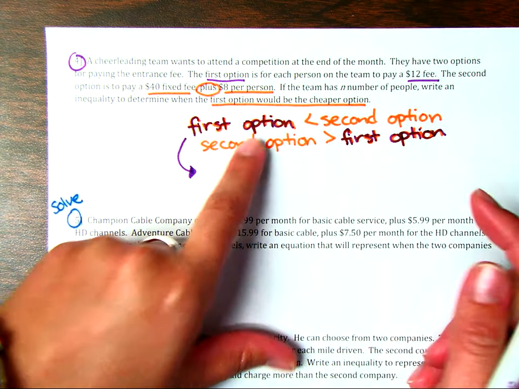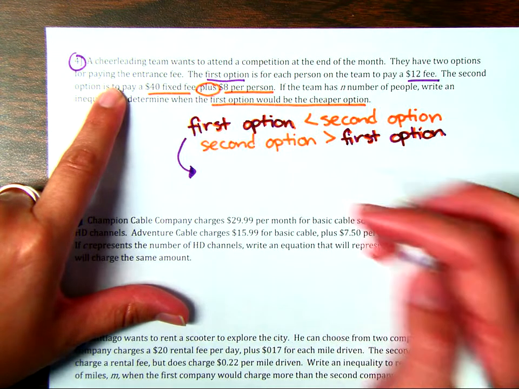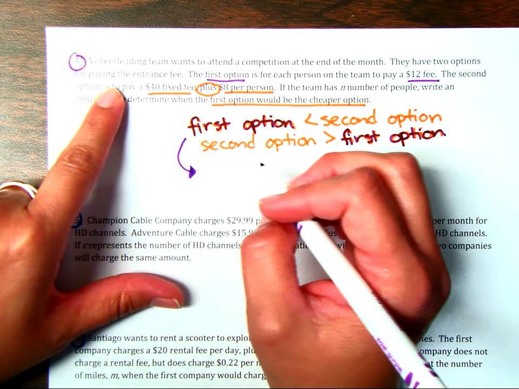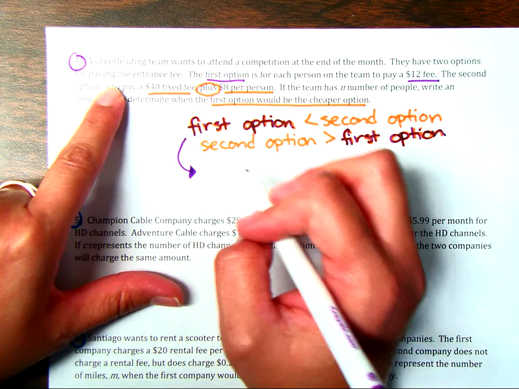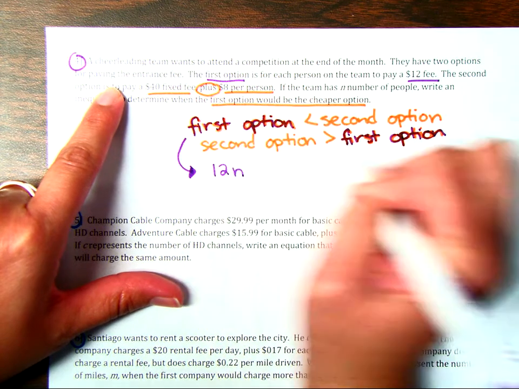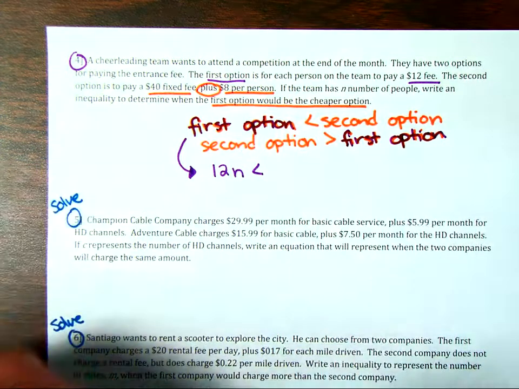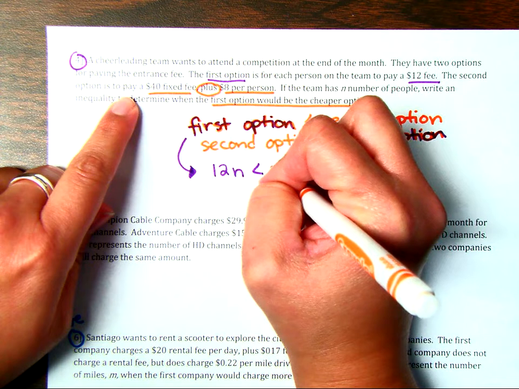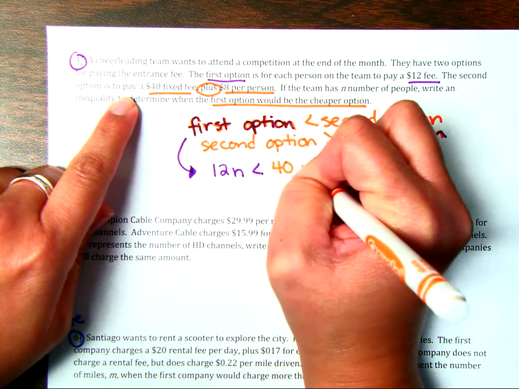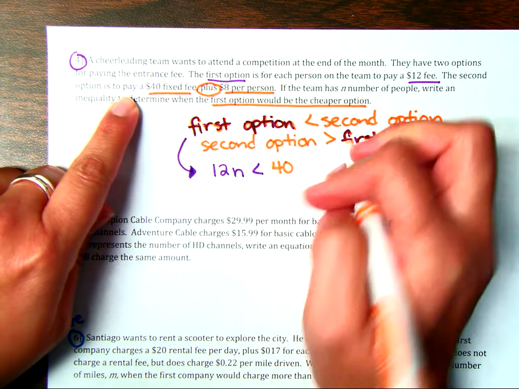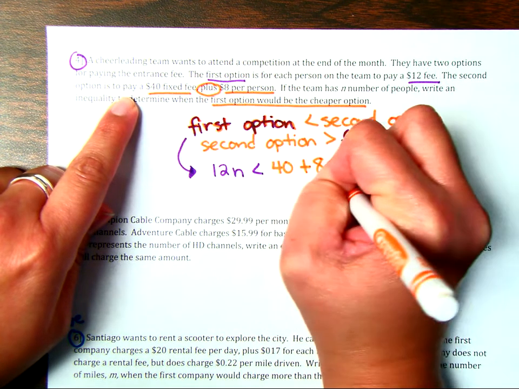So the first option, they're paying a $12 fee. But each person has to pay that. So it's $12 times the amount of people is less than, well, for their group, it's $40 plus the $8 per person.